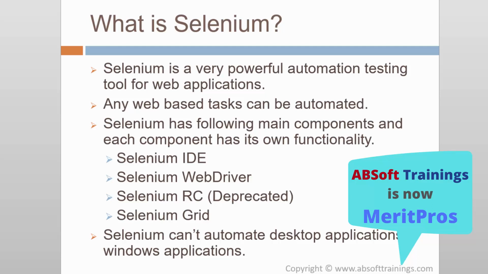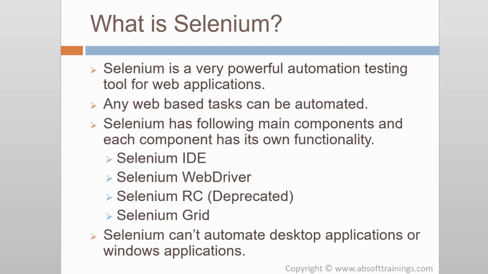Selenium has the following main components and each component has its own functionality. So there are a total of 4 components in Selenium. First one, Selenium IDE. Second one, Selenium WebDriver. Third one, Selenium RC. Fourth one, Selenium Grid.